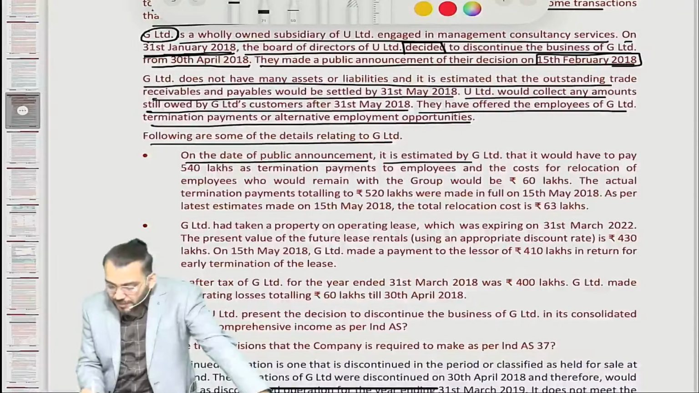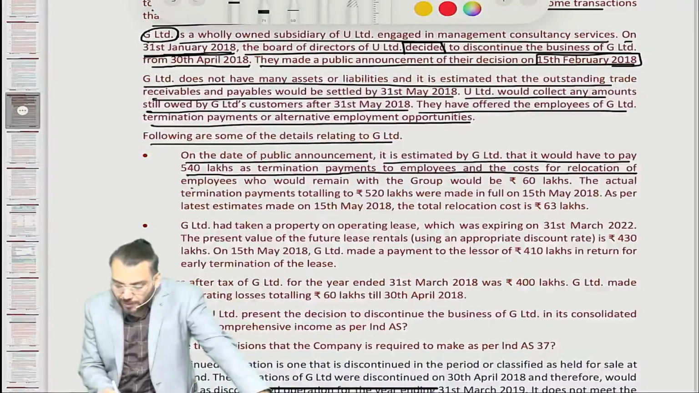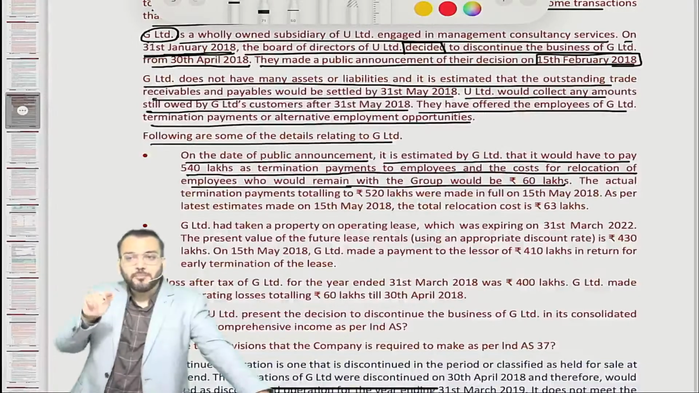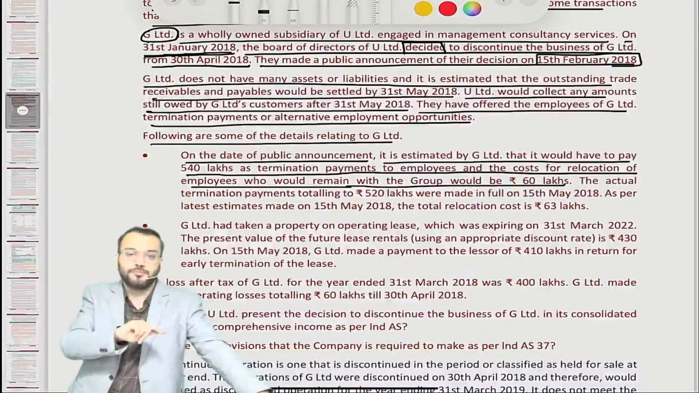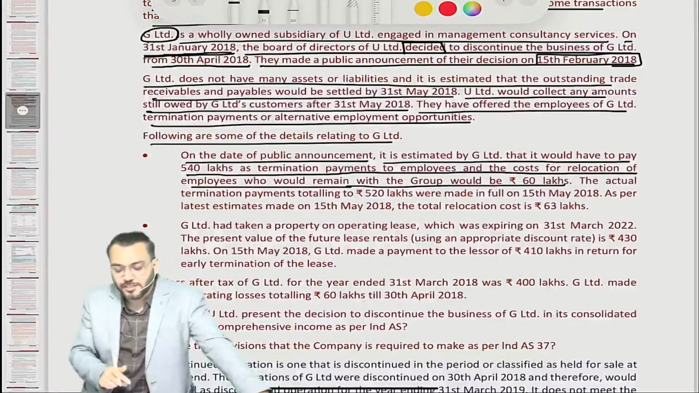It is estimated by G Limited that it would have to pay 540 lakh as termination payment to employee, and the cost of relocation of employee who would remain with the group would be 60 lakh. Means some of the employee will be terminated and some of the employee will be relocated within group only, and the cost of relocation estimated is how much?